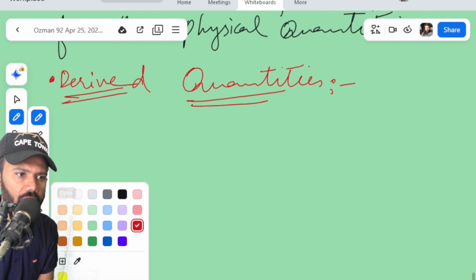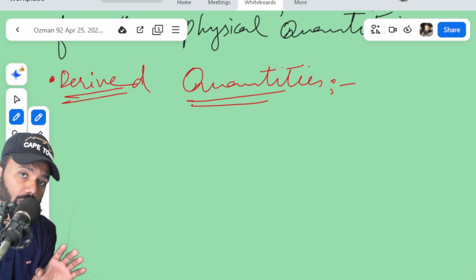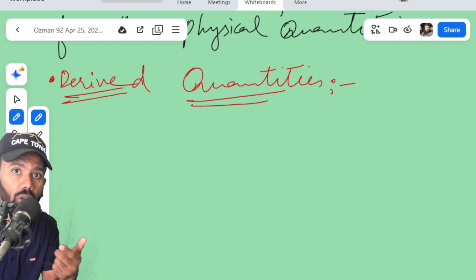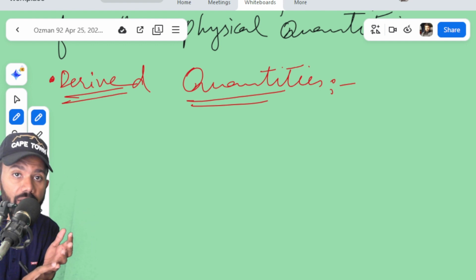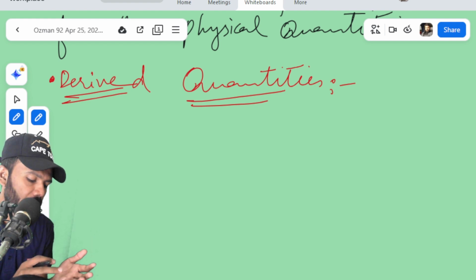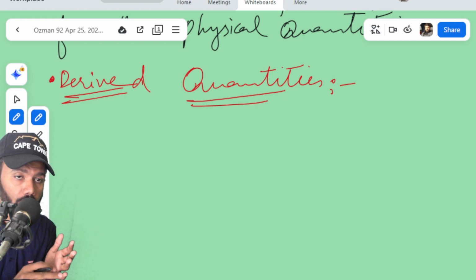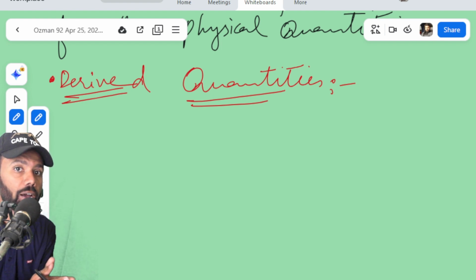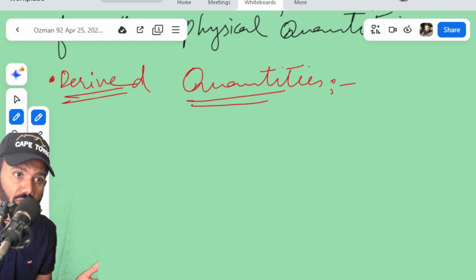How do we define derived quantities? So all the quantities which are made by using base quantities are called derived quantities. For example, area is made by using base quantities like length, right? Volume is a derived quantity. We find out volume by using other physical quantities which are base quantities. So derived quantities are those which are derived, as is clear from the name, from base quantities.